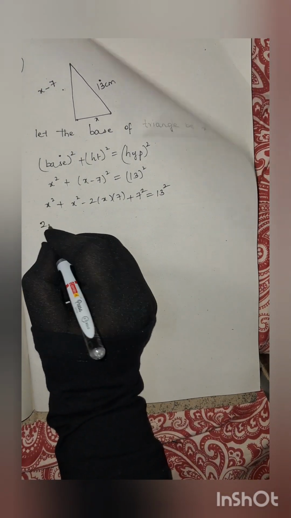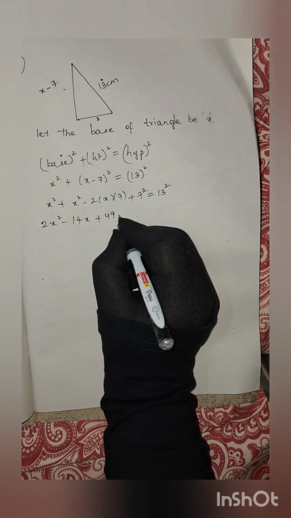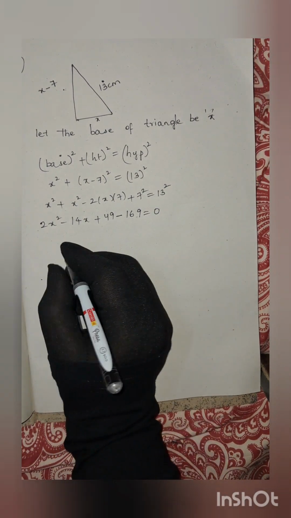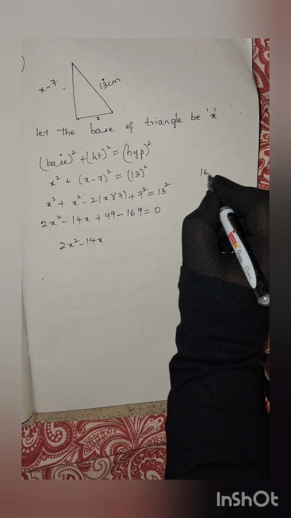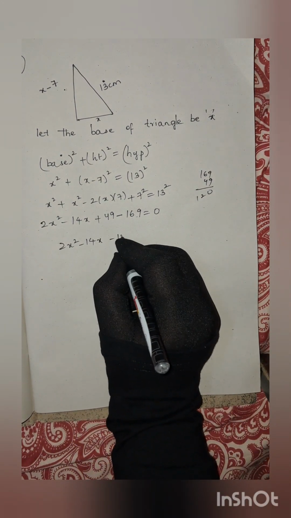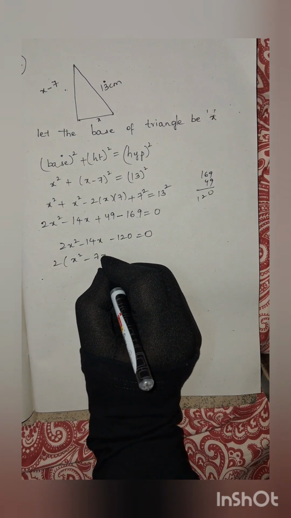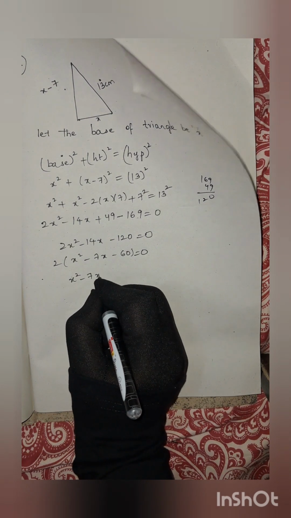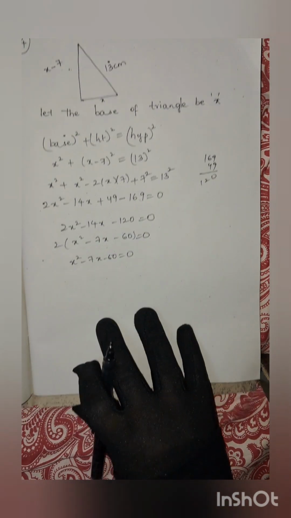So x square plus x square, 2x square. 7 2s are 14x, 7 7s are 49, 13 13s are 169, and I'm taking this side, so it becomes minus 169. So 2x square minus 14x, 169 minus 49 is 120, so minus 120 is equal to 0. Again I'm taking 2 out: x square minus 7x minus 60 is equal to 0. The 2 I'm sending that side, anyhow it will become 0.